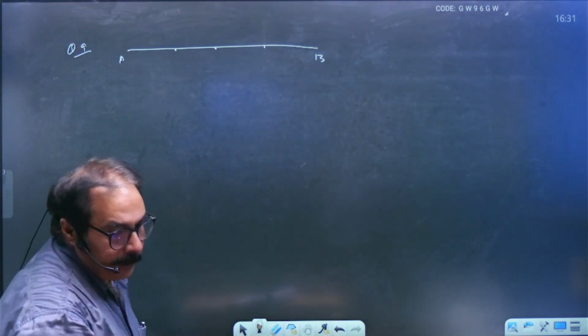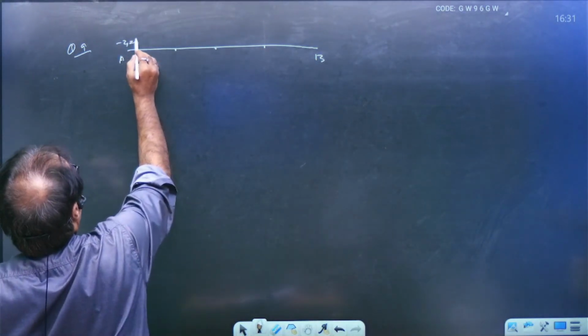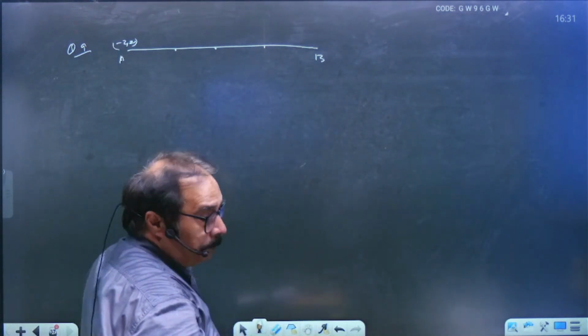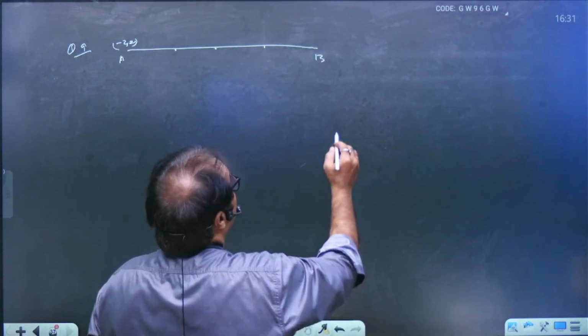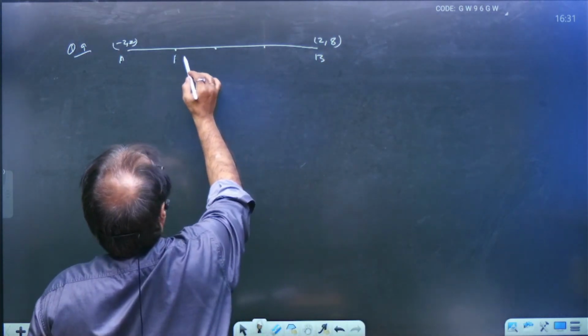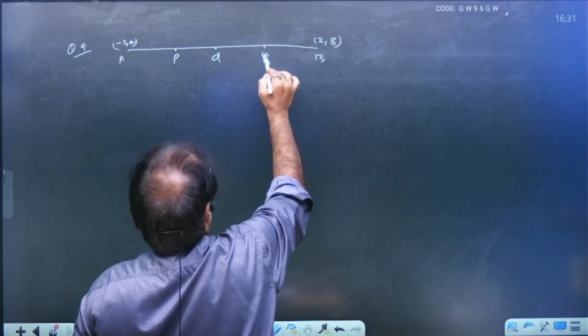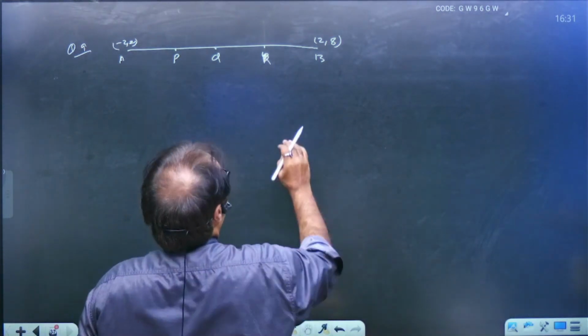Okay, so A is given as (minus 2, 2), and B is given as (2, 8). Let this point be P, this point be Q, and this point be R.